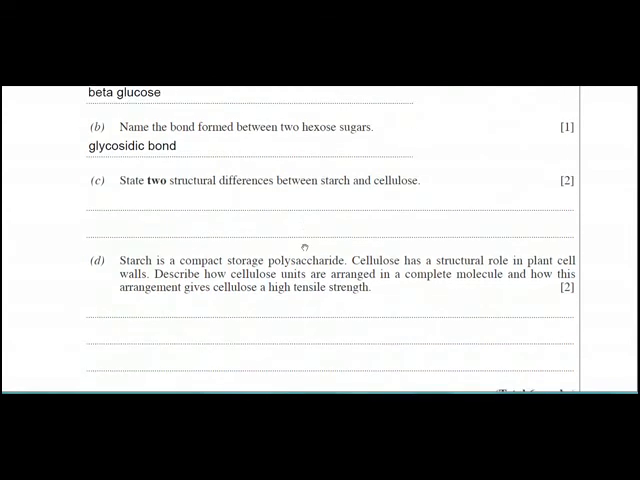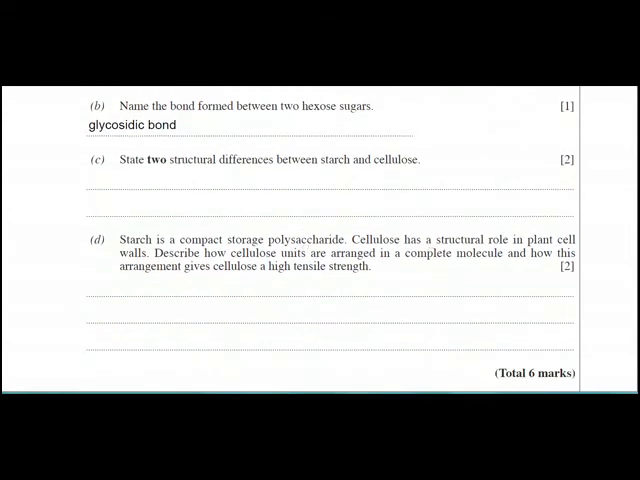Okay then, if we move on to part C, the command word in this question is "state". You do need to view my video tutorial on command words, so I won't go into the exact meaning of state in this video. If you check out the video on command words, that will be explained in there for you. So part C then, you need to state two structural differences between starch and cellulose.